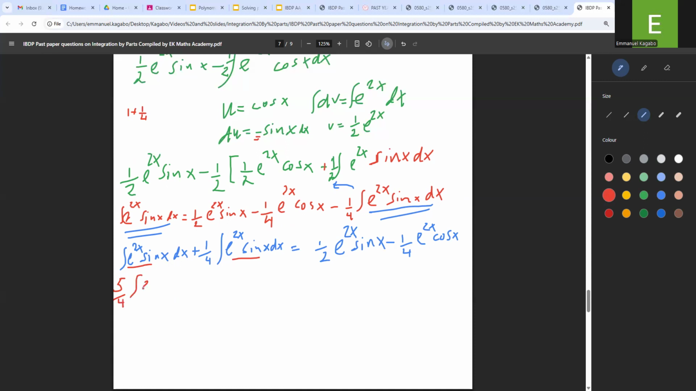Integration of e power 2x sine x dx equals to what? Equals to this one. There's nothing I can do on these ones. So equals to 1 over 2 e power 2x sine x minus 1 over 4. Wow, very interesting question. I like this question.